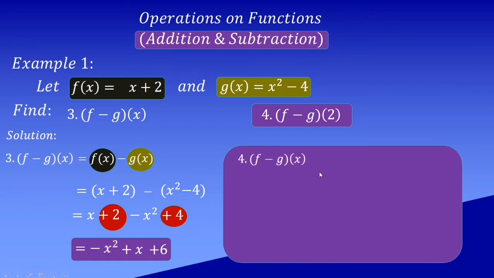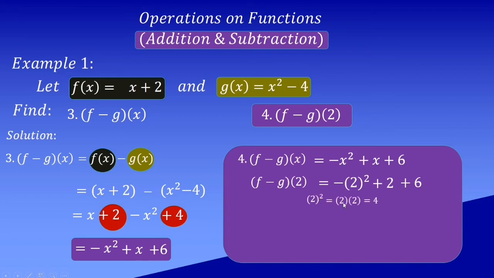For number 4, we have the value of x is 2. To simplify this notation, maaari natin gamitin ang number 3, f minus g of x, that is equivalent to negative x squared plus x plus 6. And meron tayong value here, x is 2. Then replace all x by 2. So magiging negative 2 squared plus 2 plus 6. Then simplify 2 squared, that is multiplied by itself, 2 times 2 is equal to 4. Then copy negative, then 2 squared is 4. Then 2 plus 6 is 8. Then f minus g of 2 is 4.